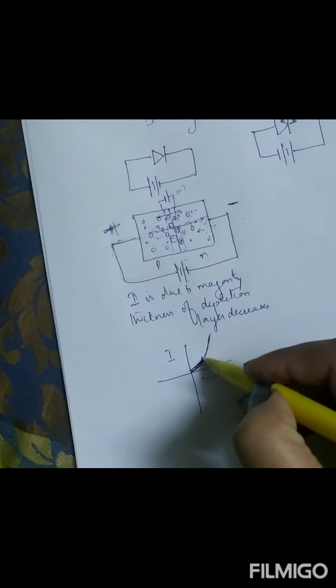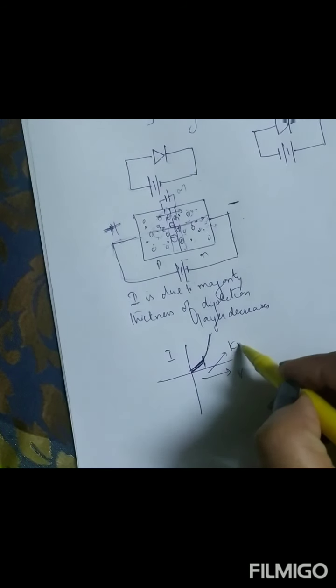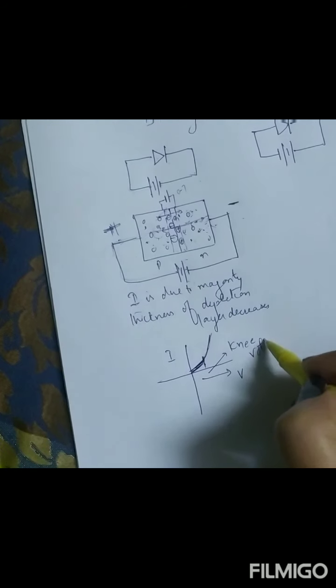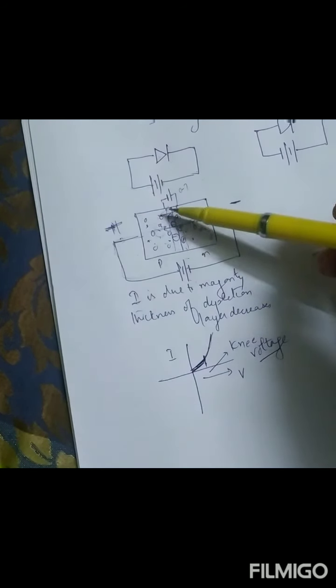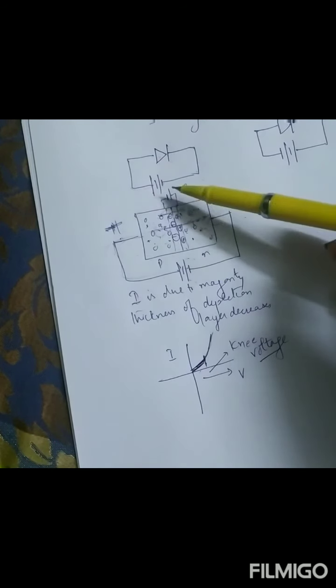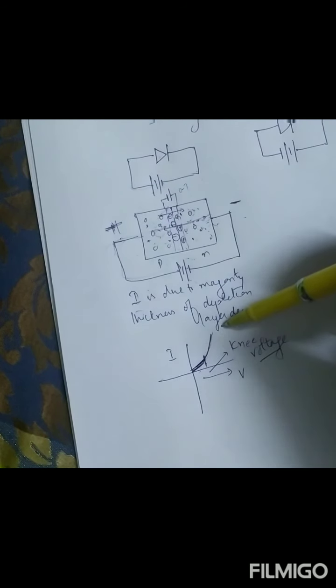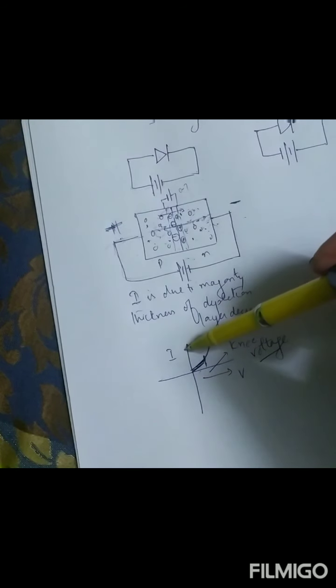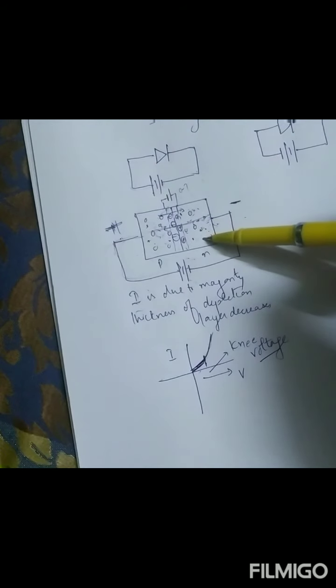So this voltage up to which the current is not increasing almost linearly is called knee voltage. Actually, it is the barrier voltage, the knee voltage. Till the external voltage is equal to the knee voltage, the current is very, very small, and after that it almost starts increasing linearly. So this graph between V and I is called the forward characteristics of your PN diode.